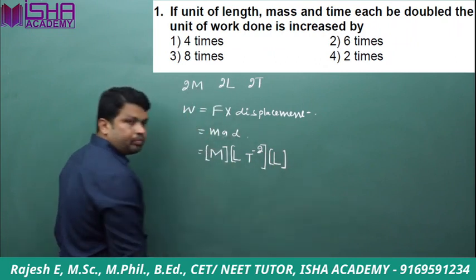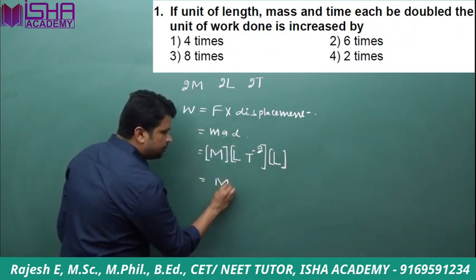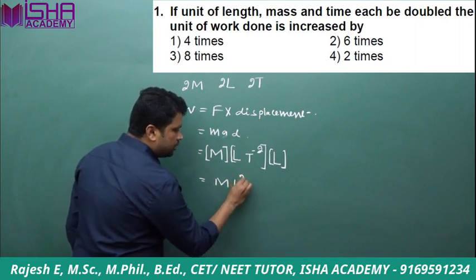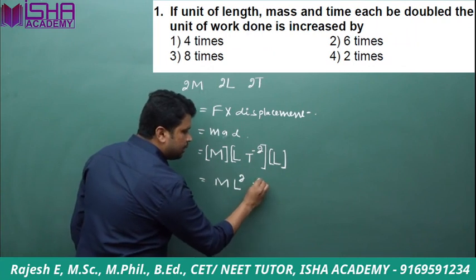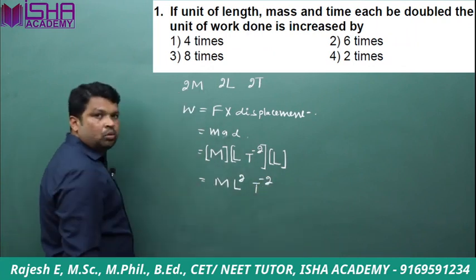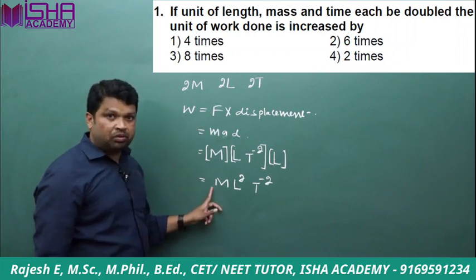So this is equal to, how much is this? M L square, because L into L is L square, and this is t power minus 2. What is the question given? This is the work done. This is the dimension formula for work done.